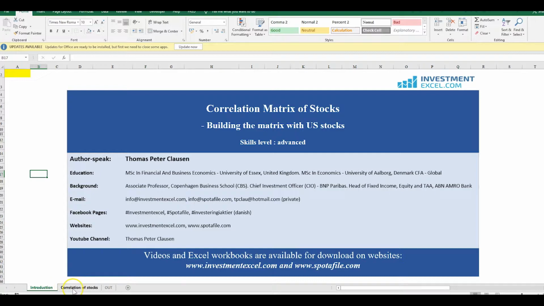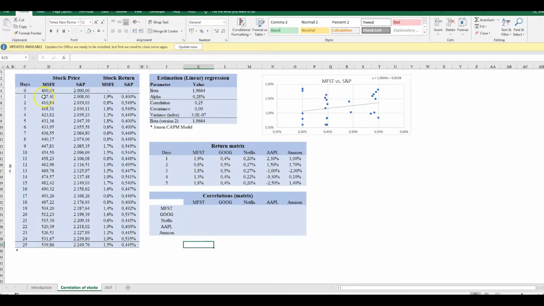Let's just look at two time series of returns in the US market, and we will take a 25-day series of returns, daily returns on Microsoft and the index S&P, and we see the Microsoft share level first and then the level of the S&P in index points, and this obviously is in dollars.